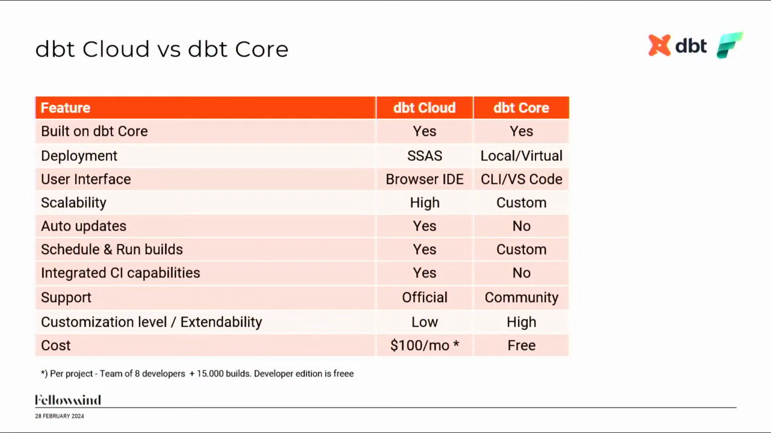With the DBT Cloud, you also get the integrated CI capabilities, which are not really available for DBT Core. You have to set everything up on your own. When you're on the cloud version, you get official support from people behind DBT. With DBT Core, you're stuck with the community and everything you can learn yourself. Okay. I like support. Yeah, true. Especially if you're running enterprise solutions, it's normally a great thing to have.